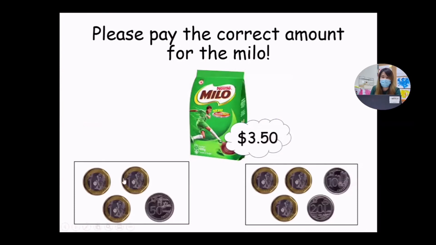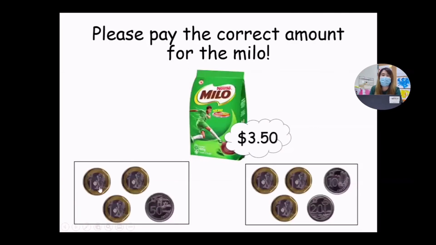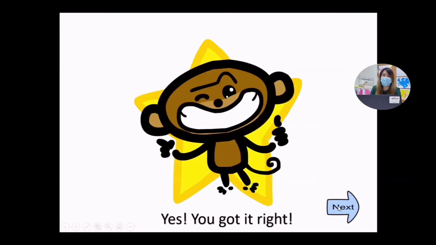So the children can count the number of coins here. So we can see there is $3.50 on the left and $1, $2, $3.30 for the right. So if the wrong answer is clicked on, we will go to the Let's Try Again page, clicking on back. And then if you click on the right answer, we will go to the Yes, you've got it right page. And so this is the end of my demonstration.